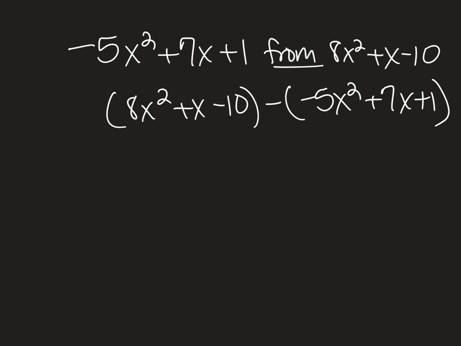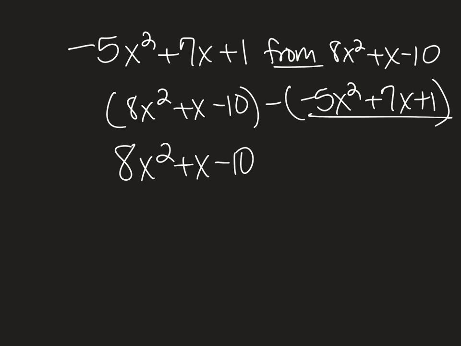So subtracting is the same as adding the opposite. You could sit there and say, okay, 8x squared minus negative 5x squared and all that. Or you can change all the signs of everything in the second polynomial and then add them together. And that's what I'm going to do here. So I'm going to say 8x squared plus x minus 10. And when I talk about changing all the signs, that means I'm distributing this negative, so I'm not going to write this minus sign down again.